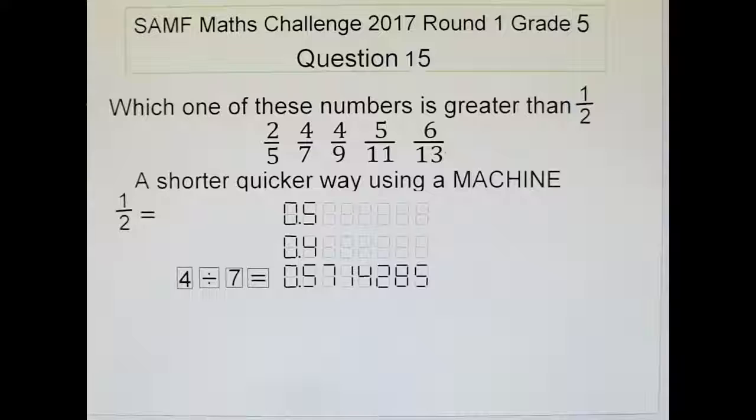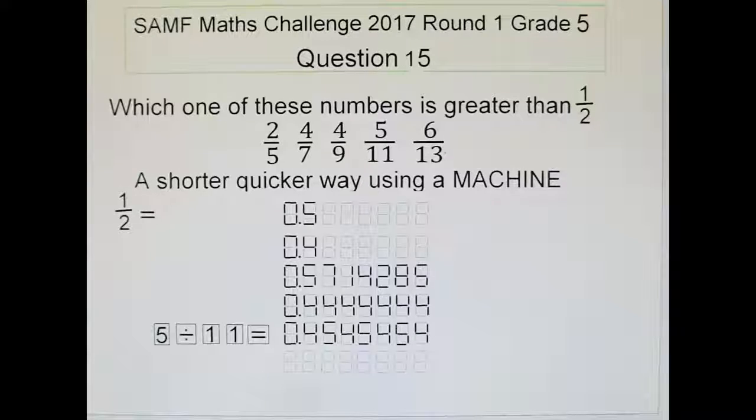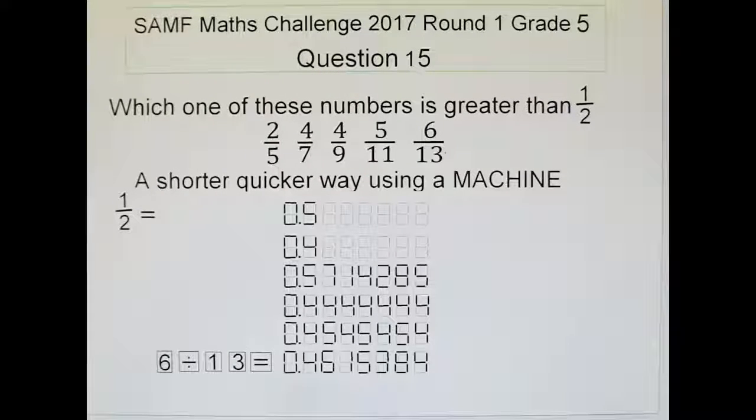4 divided by 7, we get the same 0.5 as we got for a half, but whereas the half was all zeros after that, the 4 divided by 7 is 0.571428. It's bigger than a half. 4 divided by 9, 0.44444, clearly less than 0.5. Then we have 5/11ths, 0.454545, also clearly less than a half. And the 6/13ths, 0.461538, and the same pattern repeats, but it's also less than 0.5.